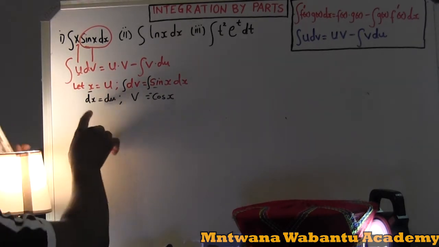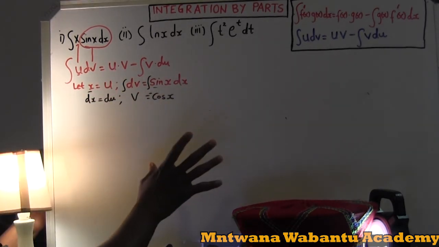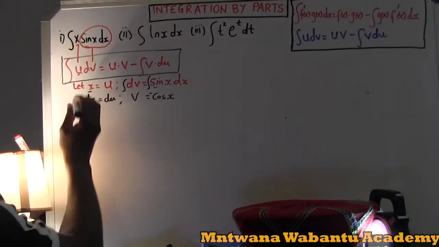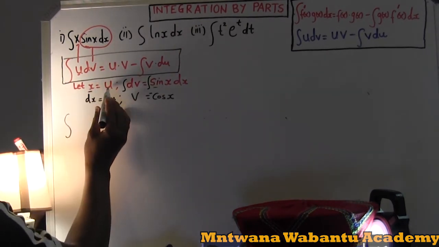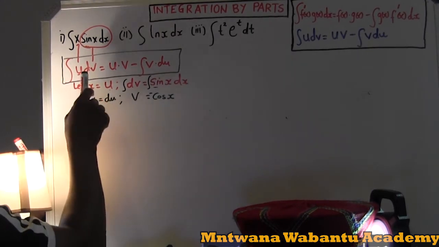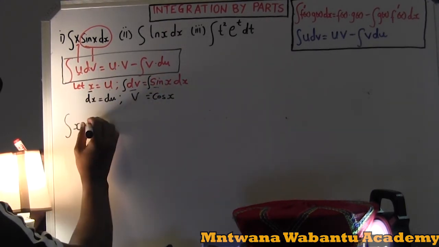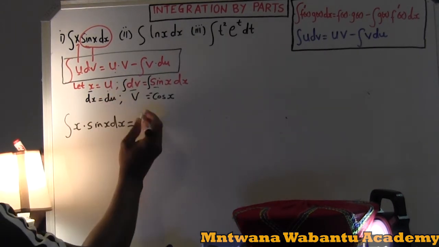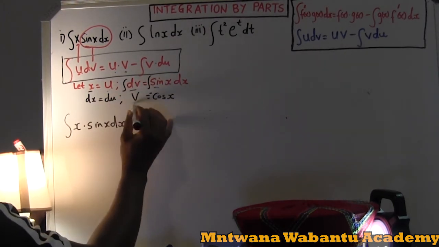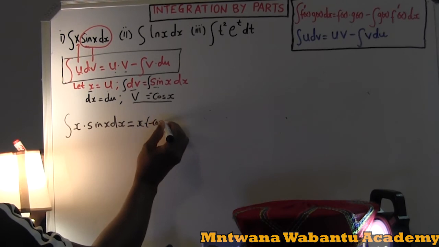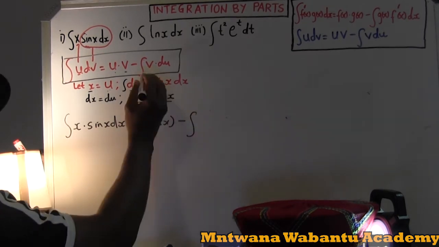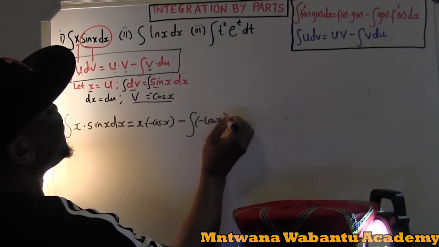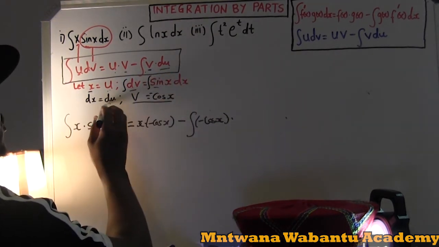So now we have du, we have v, we have everything. What we're going to do is substitute in the formula. Now let's substitute. We have an integral. What is our u? Our u equals x. What is dv? Our dv equals sin x dx. Equal to u times v. U equals x, and v equals negative cos x. And then minus the integral of v du. What is v? Our v equals negative cos x. Now we have du. What is du? du equals dx.